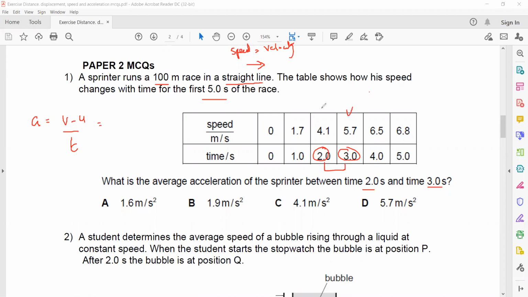So this one, 5.7, is the final, minus the initial, 4.1, divided by the time interval, which is equal to 1. So 5.7 minus 4.1 equals 1.6, divided by 1, or 1.6 meter per second square. So A will be the right answer.